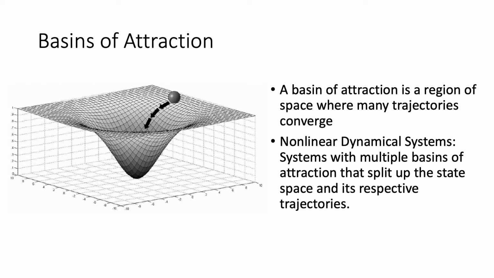And finally, nonlinear dynamical systems are systems with multiple basins of attraction that split up the state space and its respective trajectories. This would create a state space with a different spread of trajectories, pointing to either of the basins of attraction.